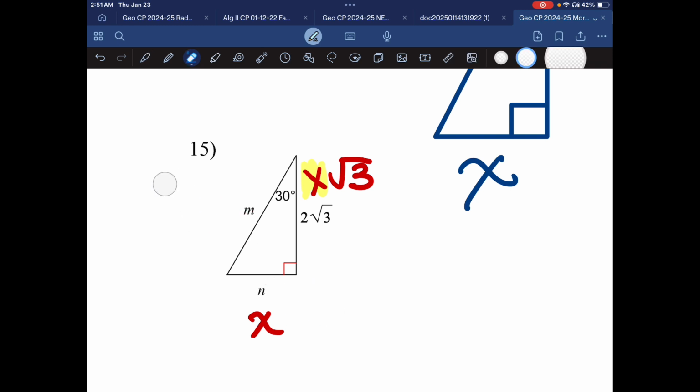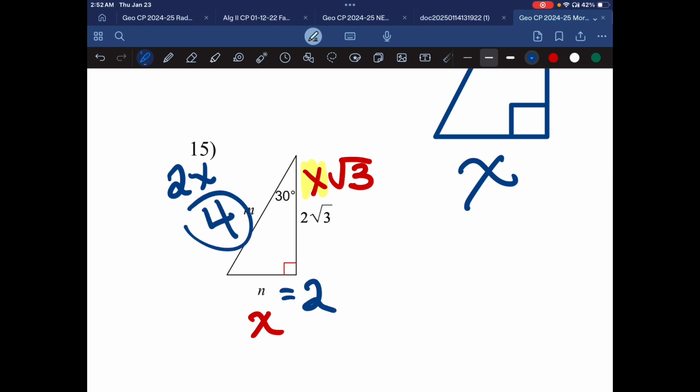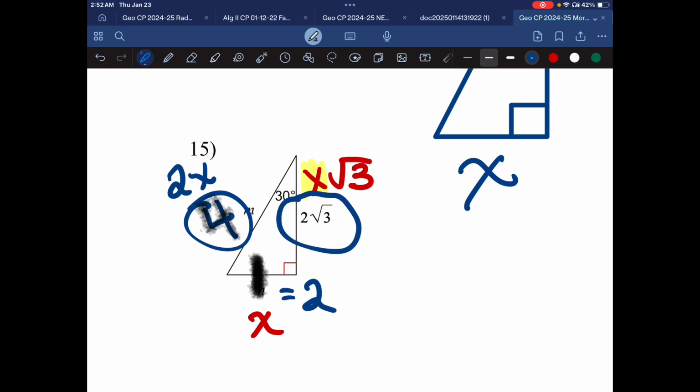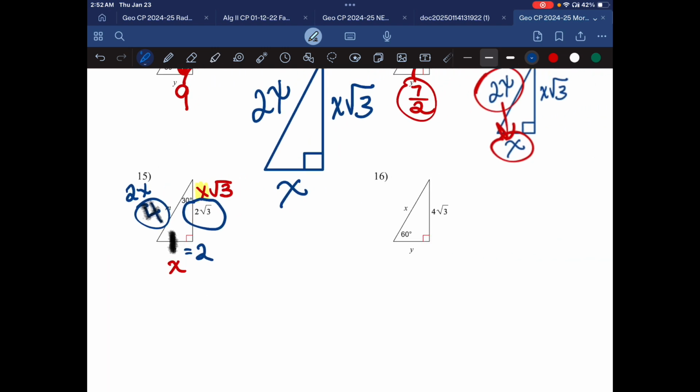I'll clean it up so you can see it better. So that was your 2x. So if that's x square root of 3, then this must be 2, and this must be 4. And again, that's because this is a whole triangle. So if this is 4, this little guy is half of it. And that's why you've got this 2, 4, and then this happens because of the Pythagorean theorem. And it works out to that every single time.